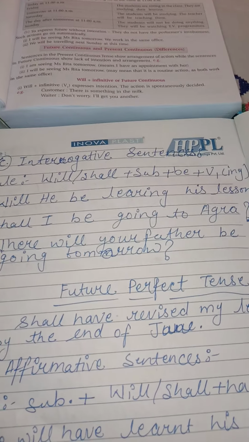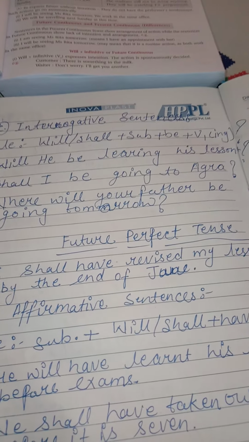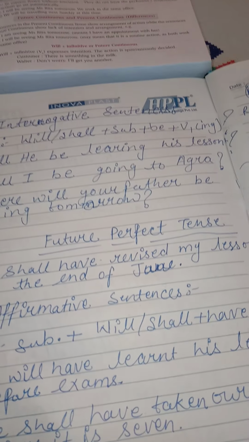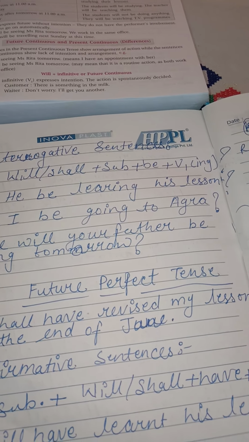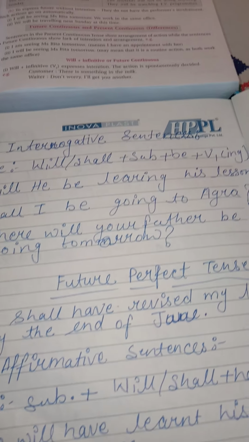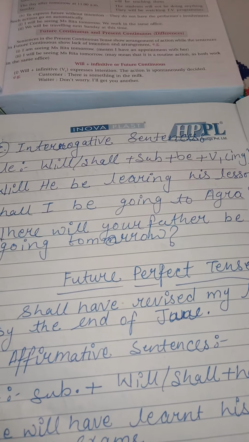अगर adjectival how many, how much, how से हो रहा है, then how many, then noun, okay, how many, then noun, then helping verb, then subject, and the rest of the part. Okay, now next is future perfect tense.